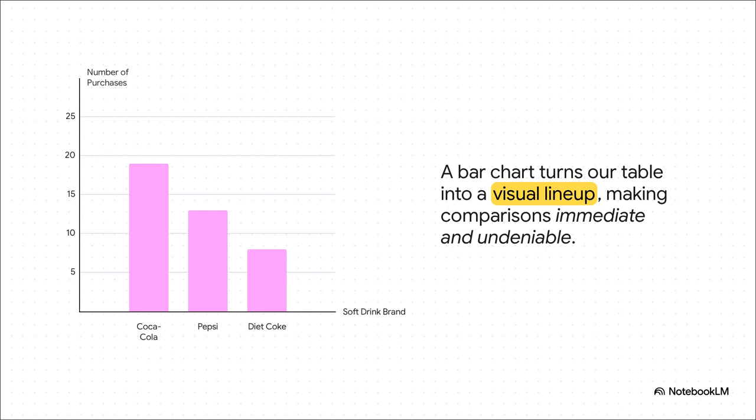Now, a bar chart takes our little table and turns it into a visual lineup. All of a sudden, you can see the pecking order at a single glance. The height of each bar just tells the story immediately, making those comparisons totally undeniable. Your brain processes this so much faster than a table of numbers.